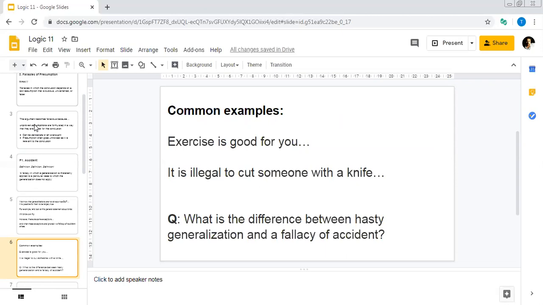Okay. So the question that I want to ask you is, what is the difference between a hasty generalization and a fallacy of accident? If you remember what the hasty generalization is, I think I discussed it in the last lecture.